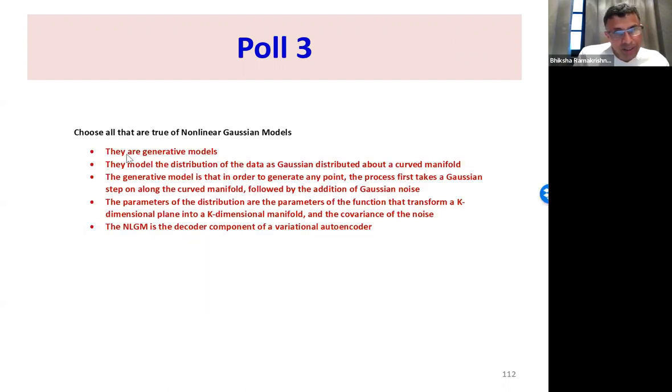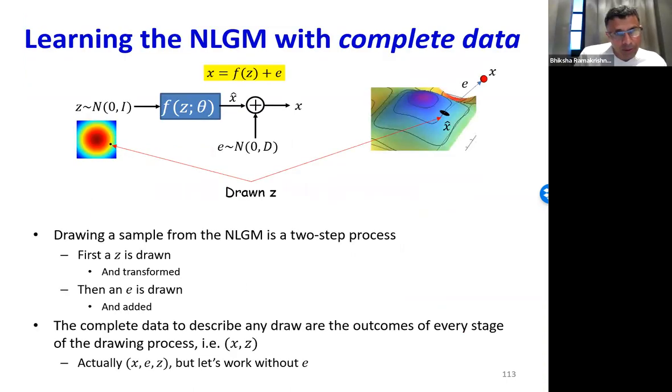NLGMs are generative models. They model the distribution of the data as a Gaussian distributed on a curved manifold. The generative model is that in order to generate any point, the process first takes a Gaussian step along this manifold, followed by addition of Gaussian noise. The parameters of the distribution are parameters of the function that transform the k-dimensional plane in the input space to the k-dimensional manifold and the covariance of the noise. But then the NLGM, this I've not explained, is the decoder component of a variational autoencoder. So let's see how we can estimate the NLGM.